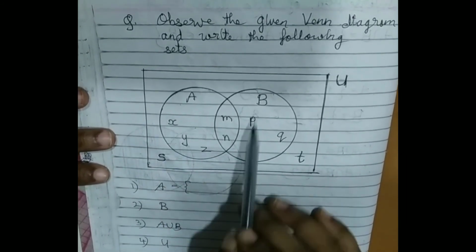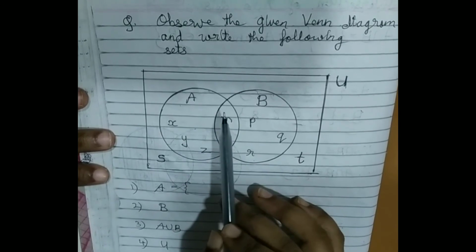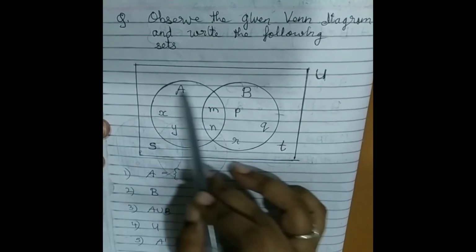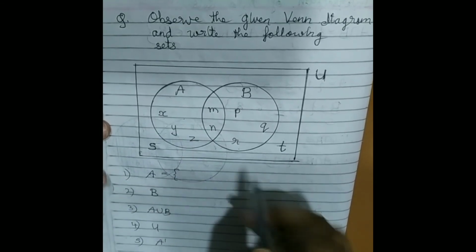See, this is the first circle, it is the set A. So X, Y, Z and M, N. M, N is also in A, right? So X, Y, Z, M, N.